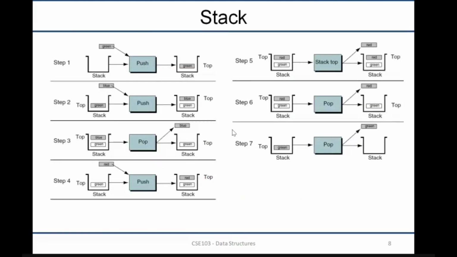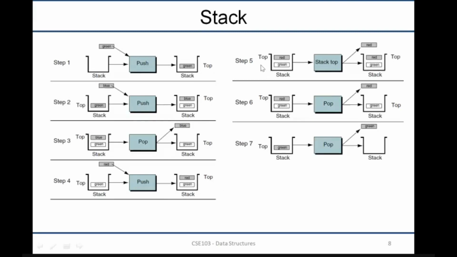Here some illustrations are given. In step 1 the stack is empty and we are pushing green, so top is pointing to green. In step 2 we are pushing blue, and blue is inserted. Again in step 3 we are performing pop operation. The top is pointing to blue, so blue is removed and the stack contains only green. Again we are pushing red, so red is pushed on green.